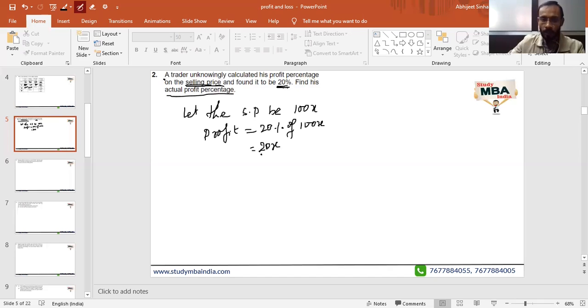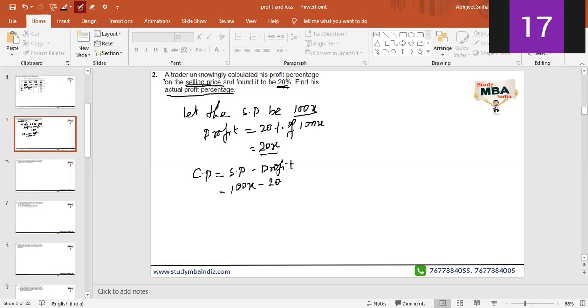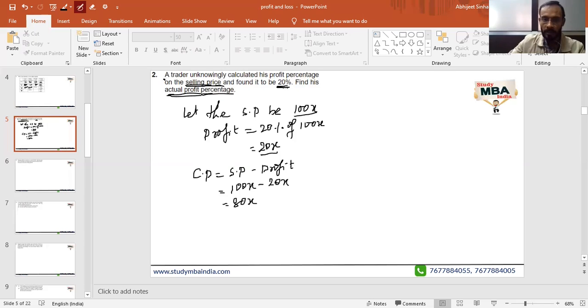Now if we know the profit and the selling price, can we calculate cost price? This is how much? Selling price minus profit. This is the formula to calculate cost price if you know both selling price and profit. So the selling price is 100x, profit is 20x, and now we got the cost price as 80x. Now we have to find out the actual profit percentage.